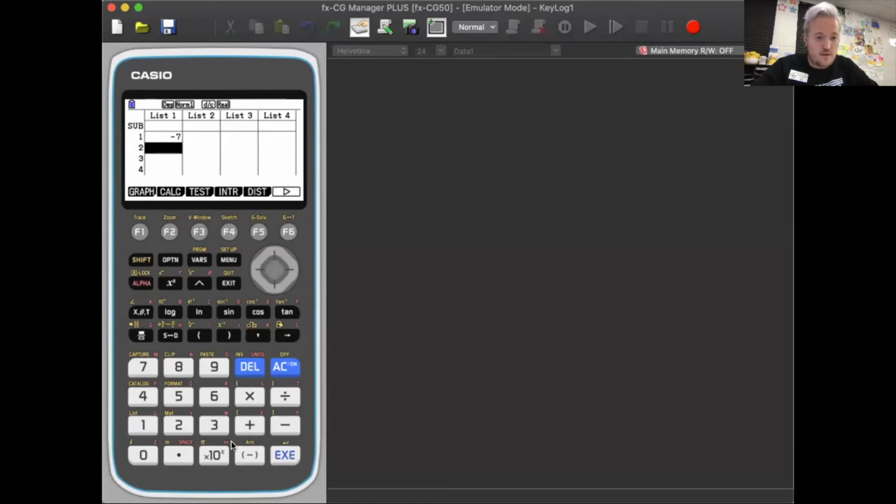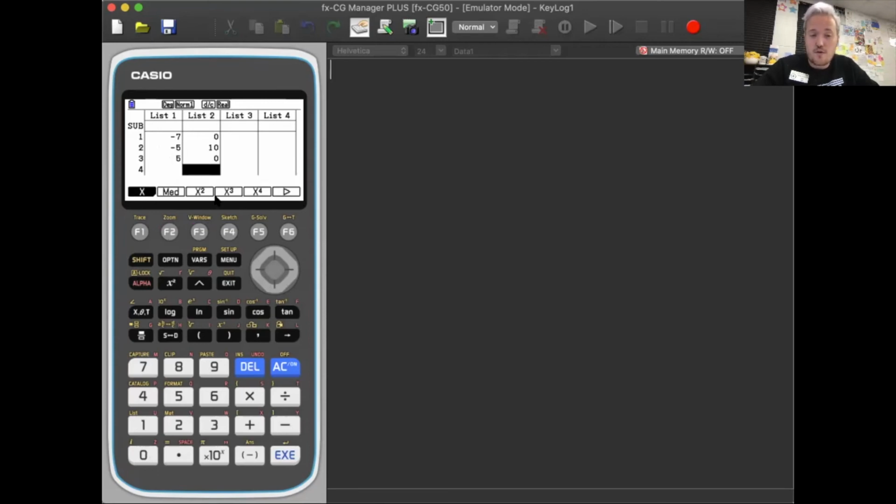So -7, -5, and 5. So those are all the x values. Now I want to put in the respective y values. So I'm going to have 0, 10, and 0. So once I type these in here, then I can go ahead and do the regression model. So I want to calculate. So I'm going to press F2. And I want to do a regression. So I want to press F3.